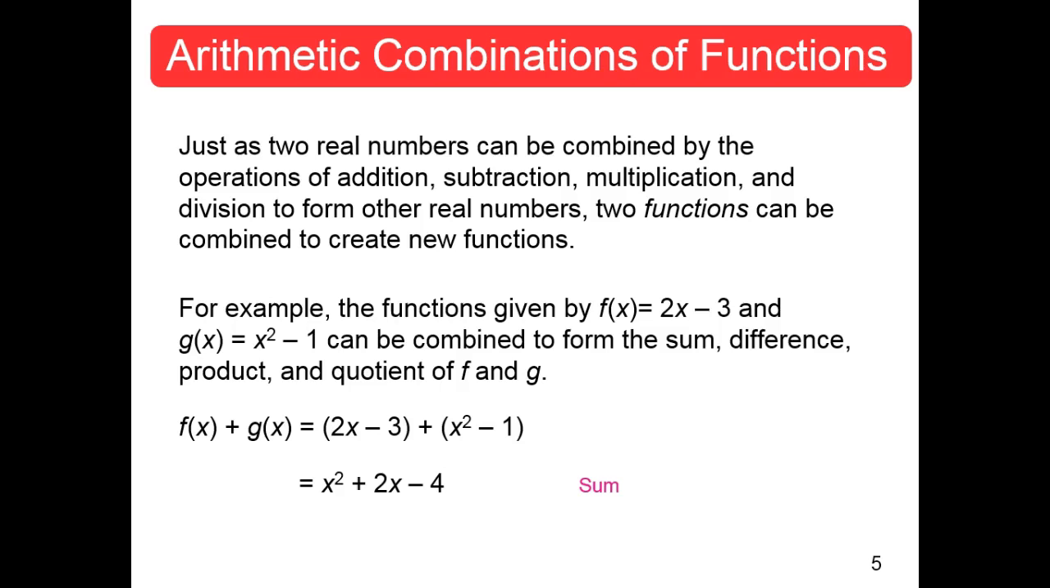So here's an example. Here's a function, f of x equal to 2x plus 3. Here's another function, g of x is equal to x squared minus 1. They can be combined to form a sum, a difference, a product, and a quotient. So let's start with the sum. What would you think the sum would be of those 2?